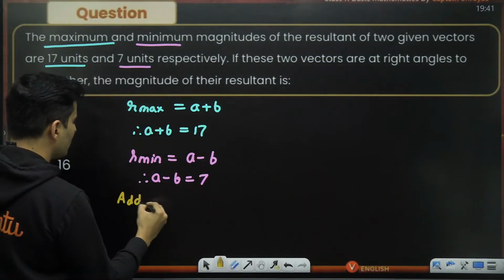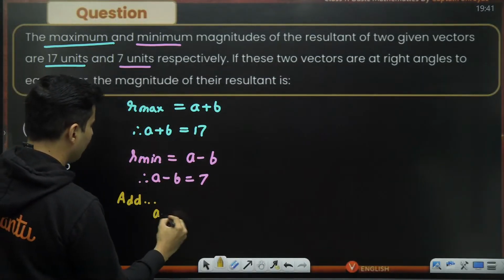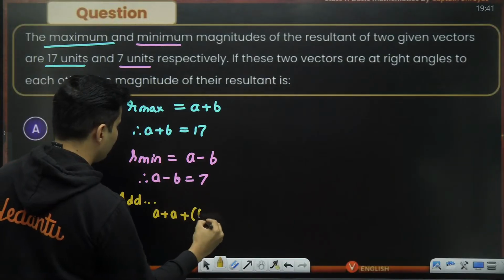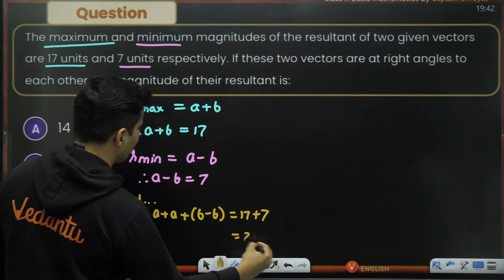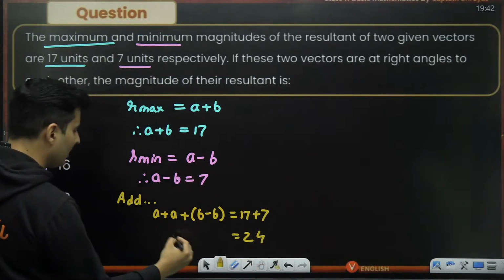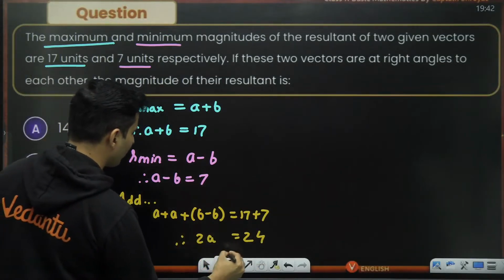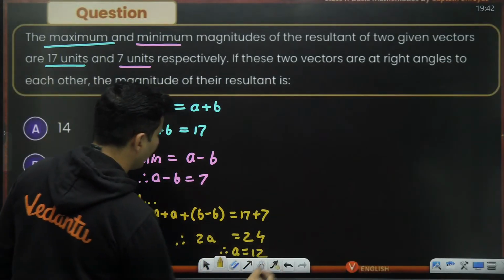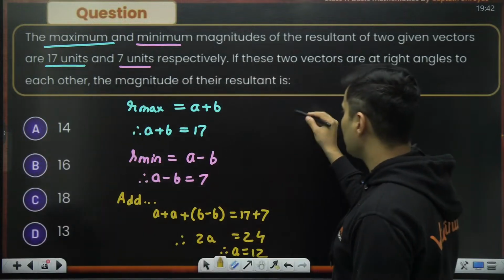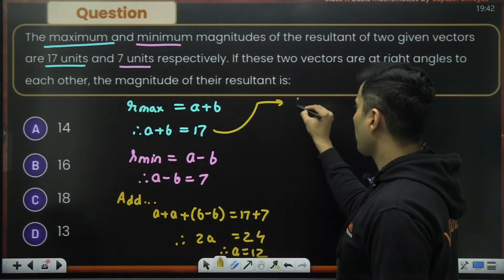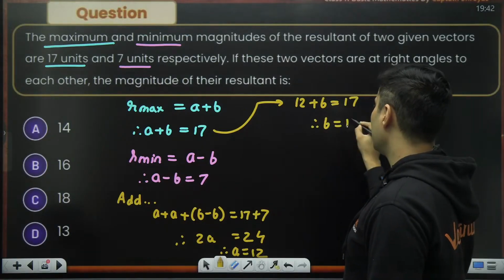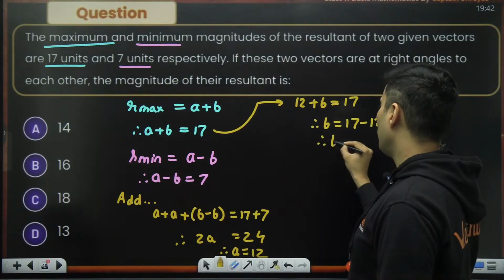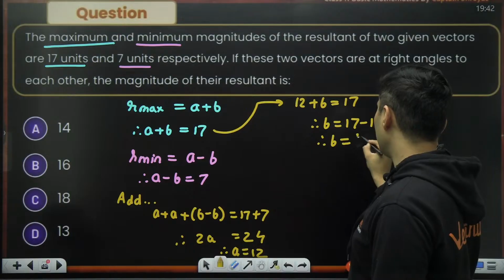So if I add these two equations, I will have a plus b minus b will be 17 plus 7. 17 plus 7 is 24. b and minus b went off. So I will have 2a. Therefore, a is nothing but 12. If a is 12, how much is b? So use this equation. 12 plus b is 17. Therefore, b is 17 minus 12. Therefore, b is nothing but 5 units.